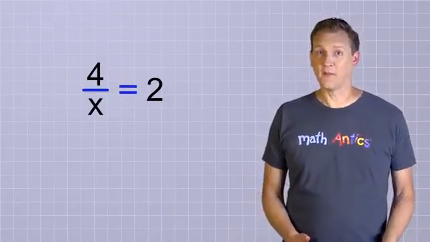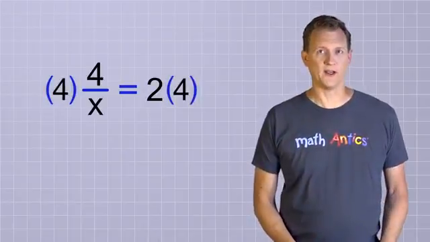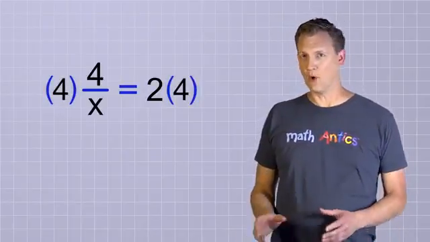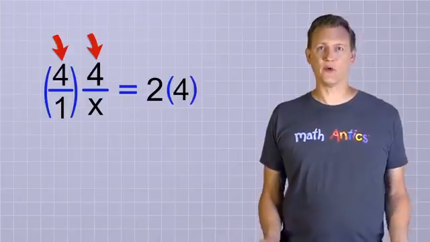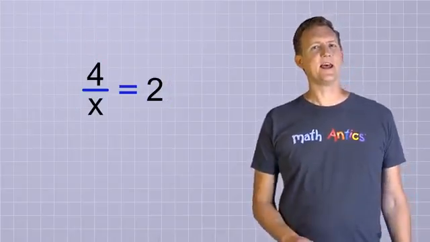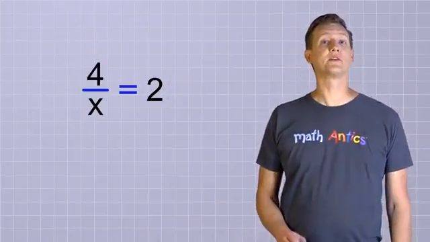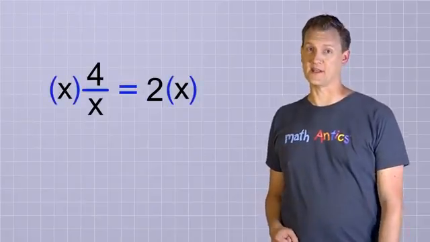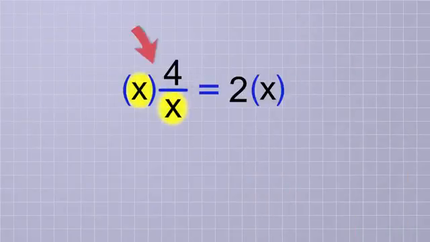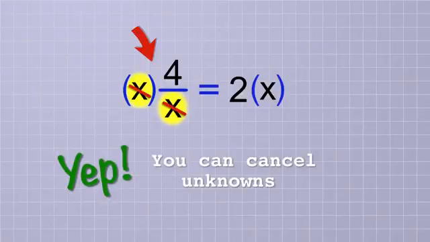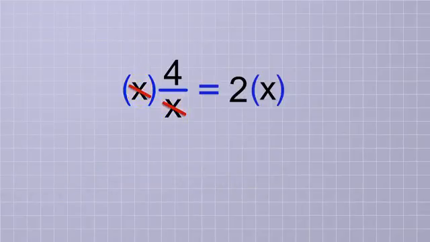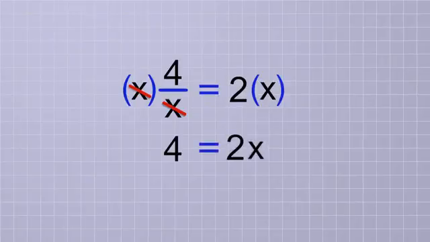Well, your first thought might be to multiply both sides by 4, but that won't help us here, because both of the 4's would be on top, so they wouldn't cancel each other out. Instead, what we need to do is multiply both sides by x. Watch what happens then. The x's on this side of the equation will cancel. Yep, you can cancel unknowns and variables exactly like you can regular numbers. That will leave us with just 4 on this side of the equation. And on the other side, we have 2 times x, or 2x.